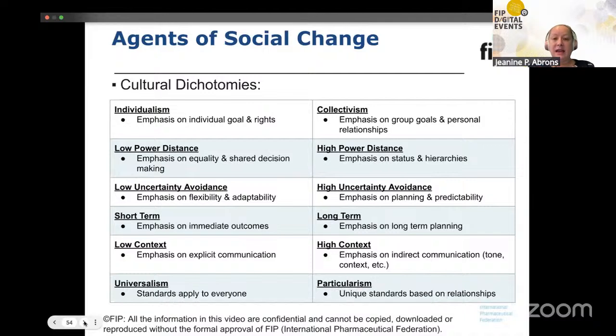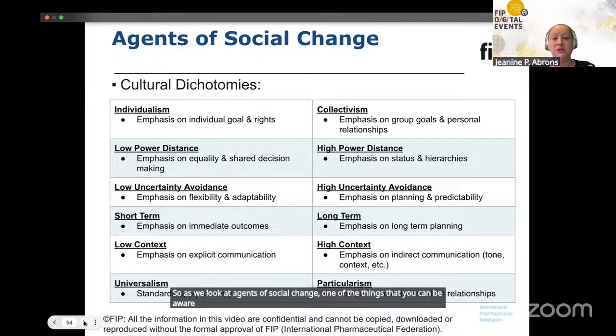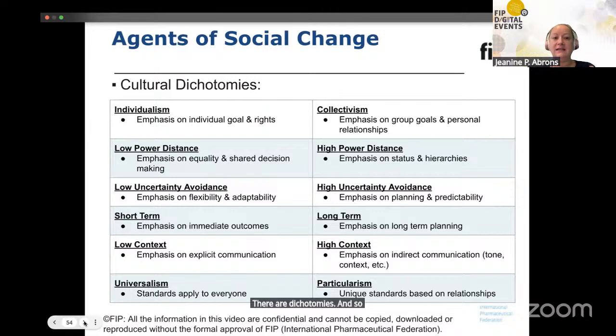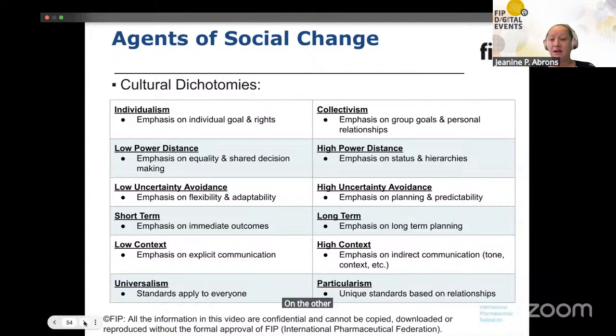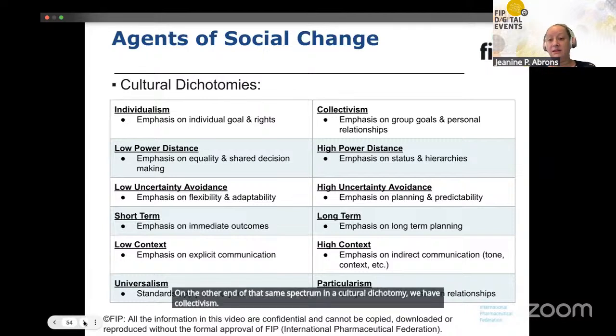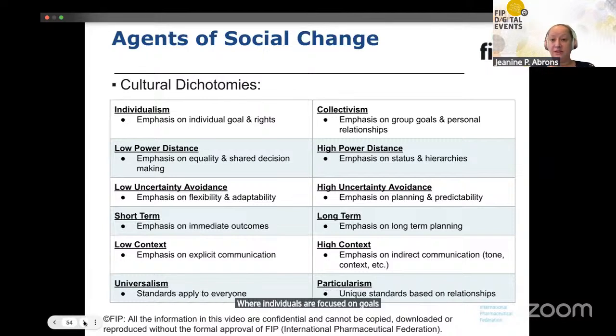So as we look at agents of social change, one of the things that you can be aware of is that within our cultures, there are dichotomies. And so I like to think of this as kind of being a spectrum. On one end of a spectrum of personality, we have individualism, where somebody is more focused on their individual goals and rights. On the other end of that same spectrum in a cultural dichotomy, we have collectivism, where individuals are focused on goals and persons and relationships.